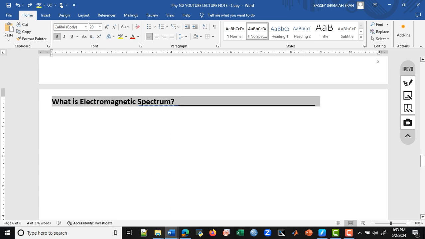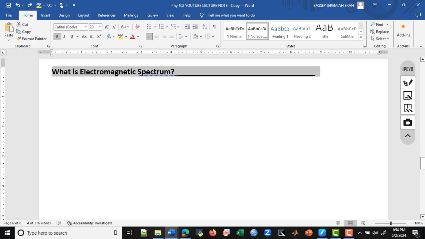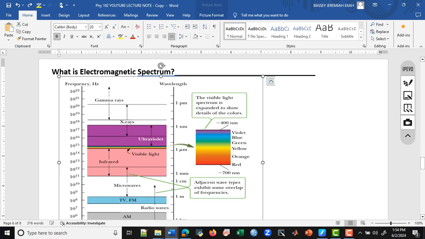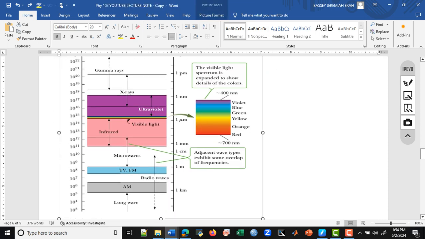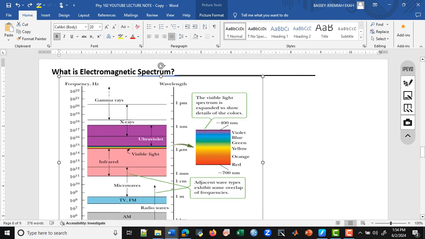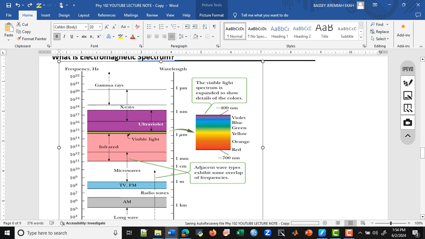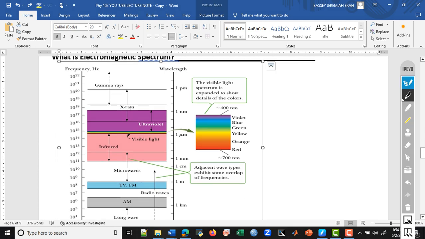Let's look at this question. This question says, what is the electromagnetic spectrum? Before we answer that question, I would like to introduce a particular figure. This figure will give us a clearer picture of what the electromagnetic spectrum is all about. In this figure, looking at it critically, you see the electromagnetic waves. Here you can see that order of arrangement. This is the gamma ray.